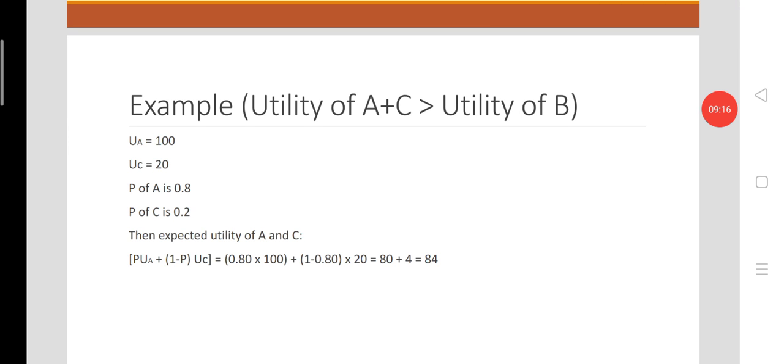So let us discuss each possibility before an individual by assigning some numerical values. In the first example, the expected utility of A and C is greater than the utility of B. So it is sure in this case that the individual will choose the uncertain outcomes of A and C, or the commission based job, as its utility is greater than that of the fixed salaried job. That is given in this example.